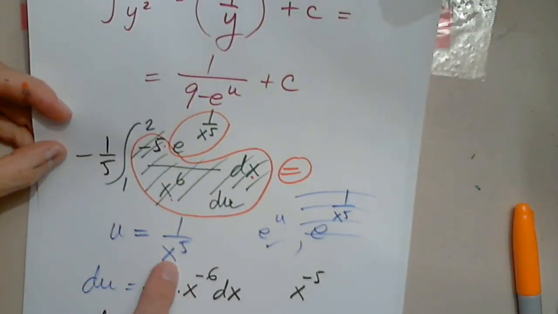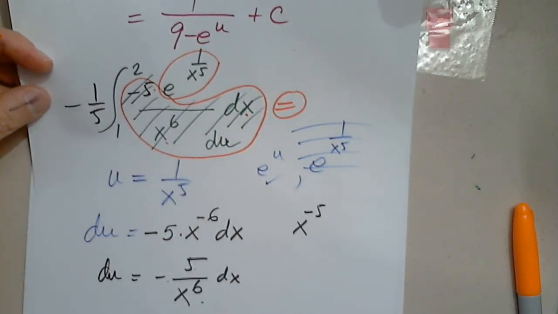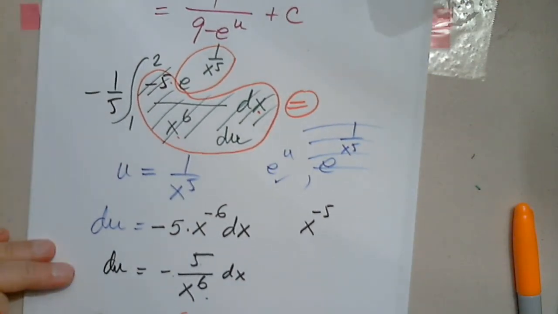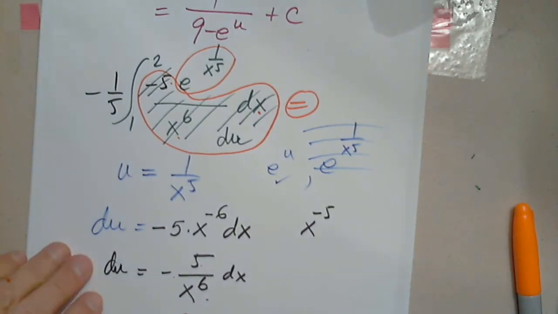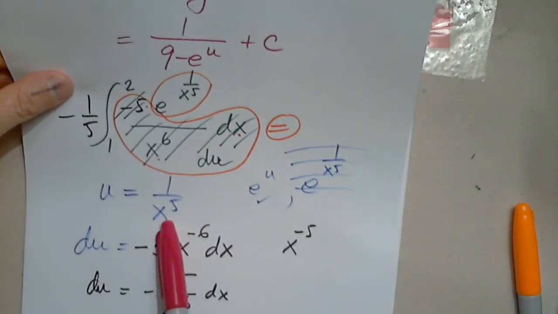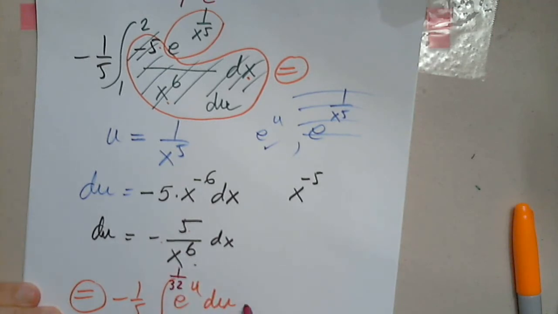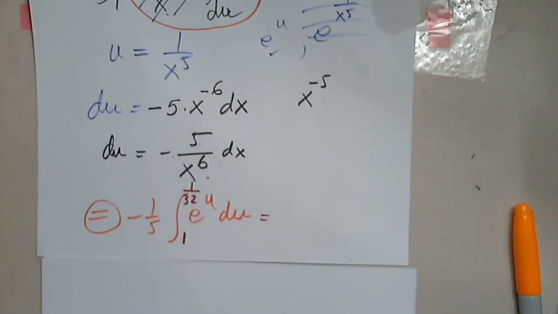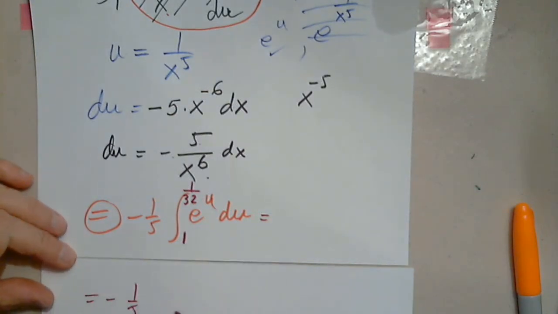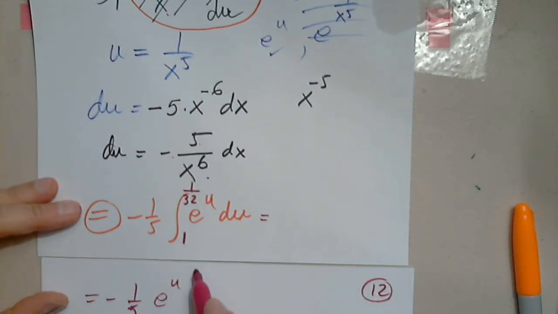When I plug in 1 for the lower limit, how much is u? And these must be limits for u. So 1. Very good. Excellent. Now when I plug in 2, 1 over 32. But this is a nice situation. I copy negative 1/5. The antiderivative of e to u is e to u from 1 to 1 over 32.